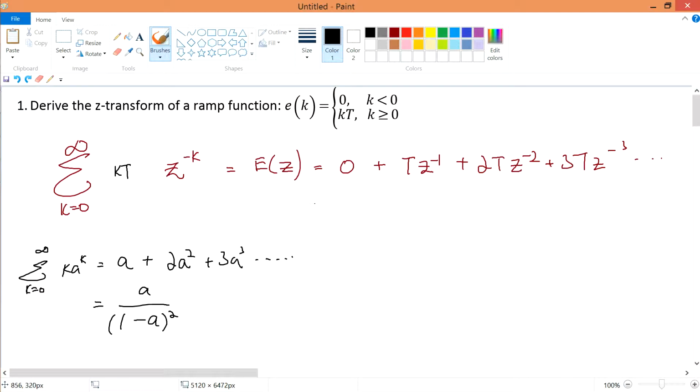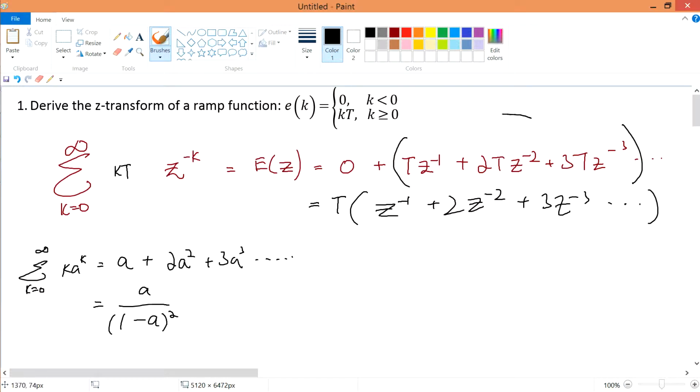Now what I can do is simply to factorize out my T, so that I have z^-1 plus 2z^-2 plus 3z^-3, etc. So far so good. So therefore I'm somewhat factorizing out for this section over here. This 0 is just simply 0.